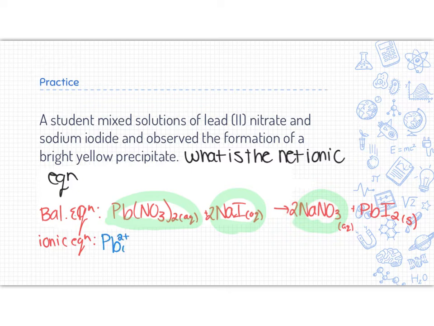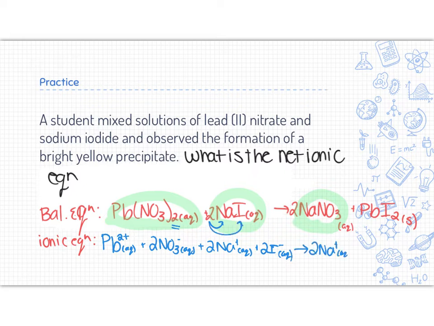We have Pb2+ ions, and we have 2 NO3- ions because of this 2 here. Then because of this 2, I have 2 Na+ and 2 I-. And then I'm going to get 2 Na+, 2 NO3-, and then still stuck together is PbI2 as a solid.